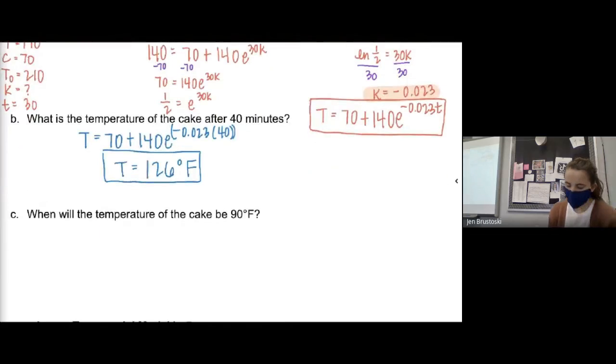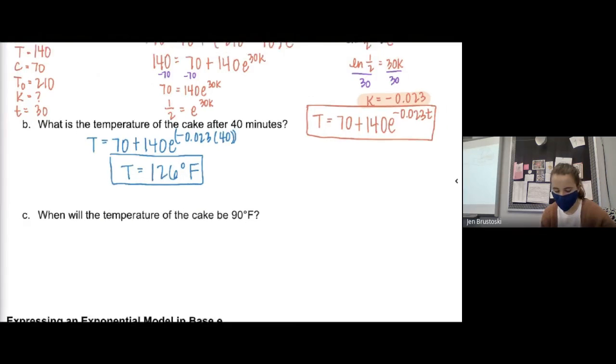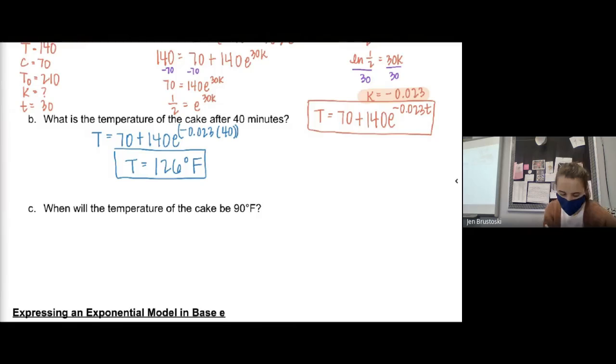If we want to find the time for the cake to reach a given temperature, we just do the reverse like we did before. For the sake of time, I'm going to skip this part and you can do it for review and I can check your answers.